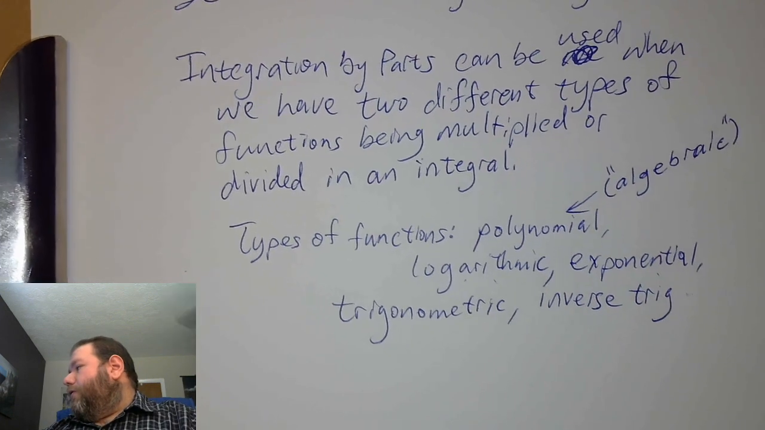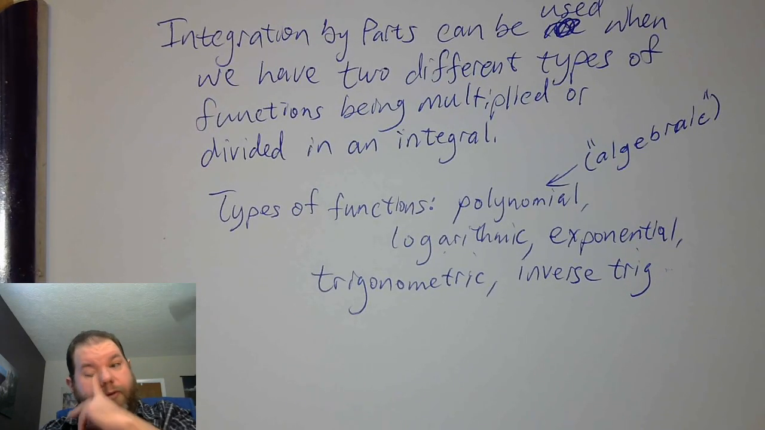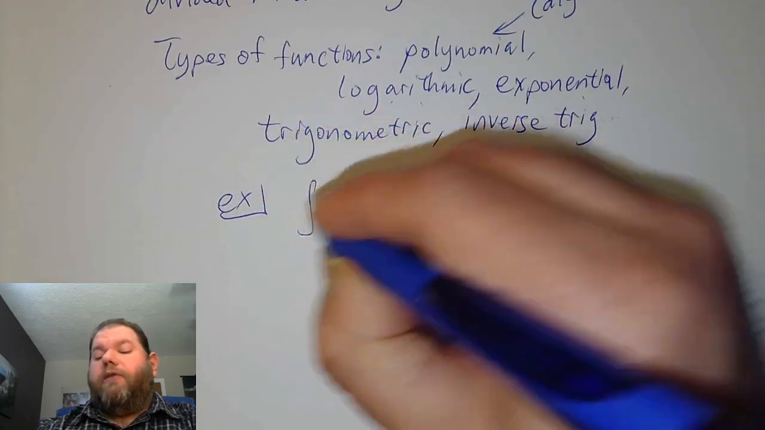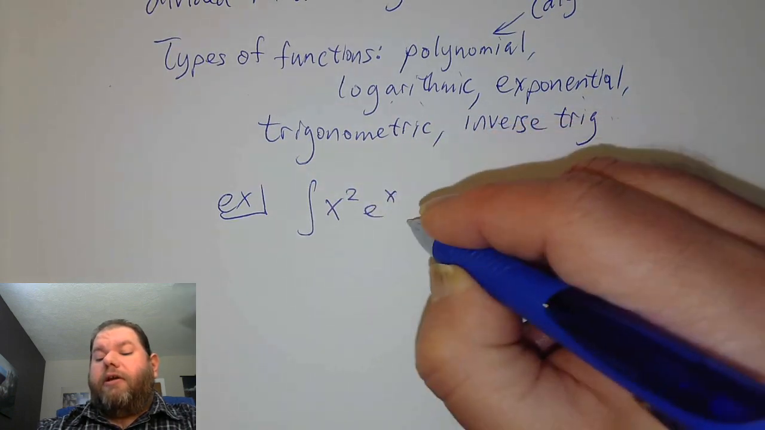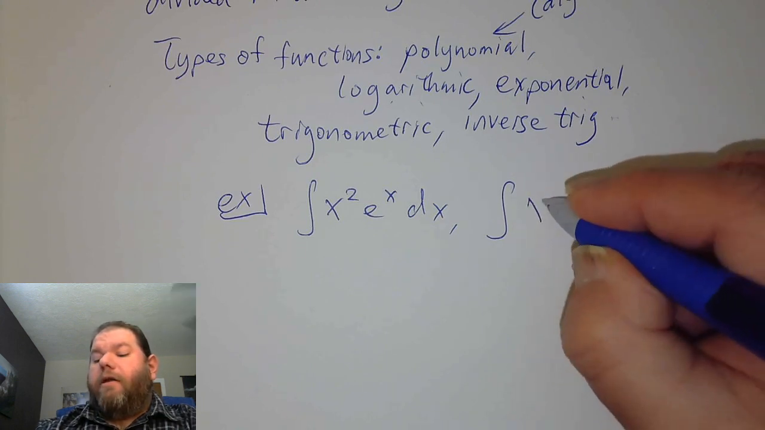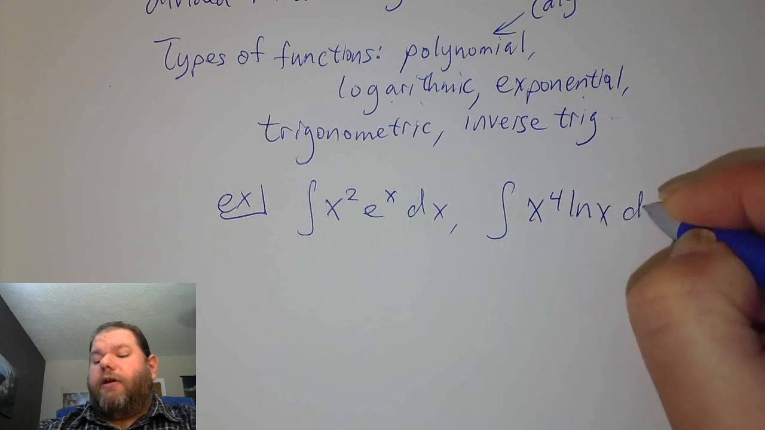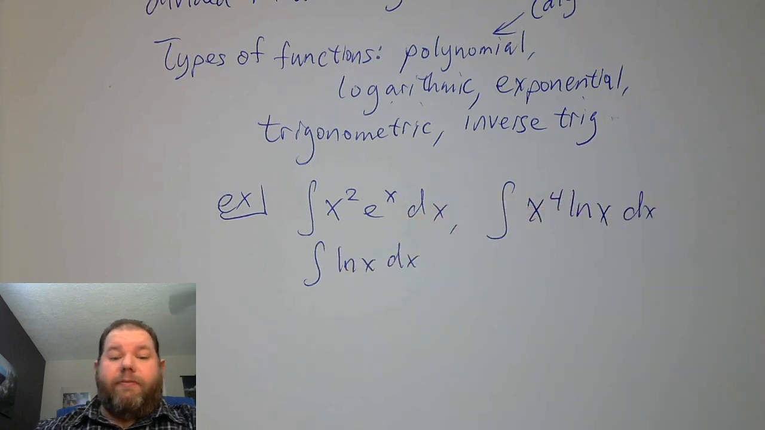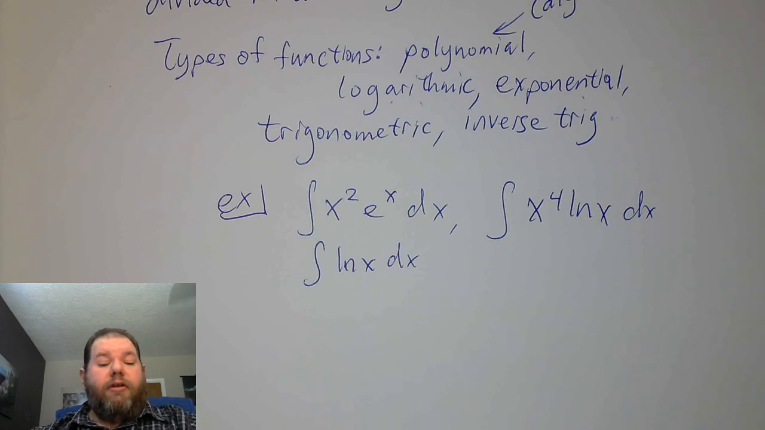Let me give you an example of problems where we can use integration by parts. And I kind of talked about this already, but we could have something like the integral of x squared times e to the x dx, the integral of x to the fourth natural log of x dx. Even just the integral of natural log of x by itself, that's actually an integration by parts problem. You may have noticed that up to this point, we've talked about the integral of 1 over x, which is natural log of x, but we've never actually integrated natural log x itself. And that's because we haven't really had the tools necessary to do that prior to this point.